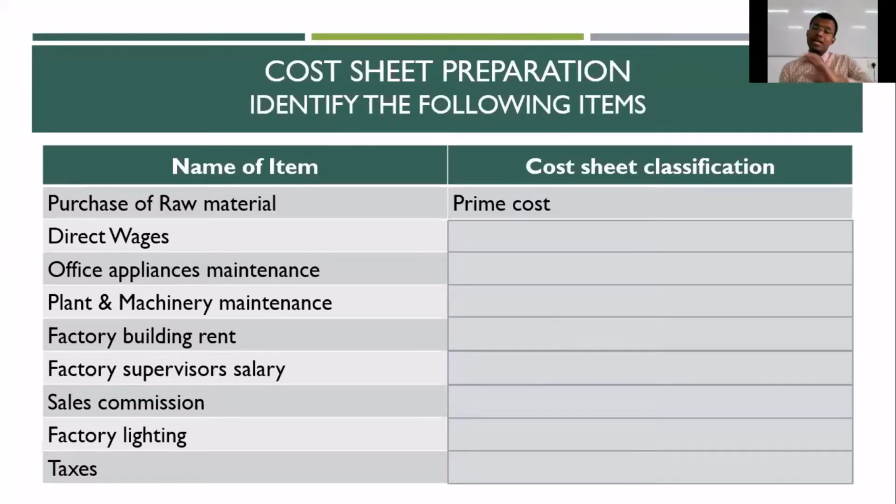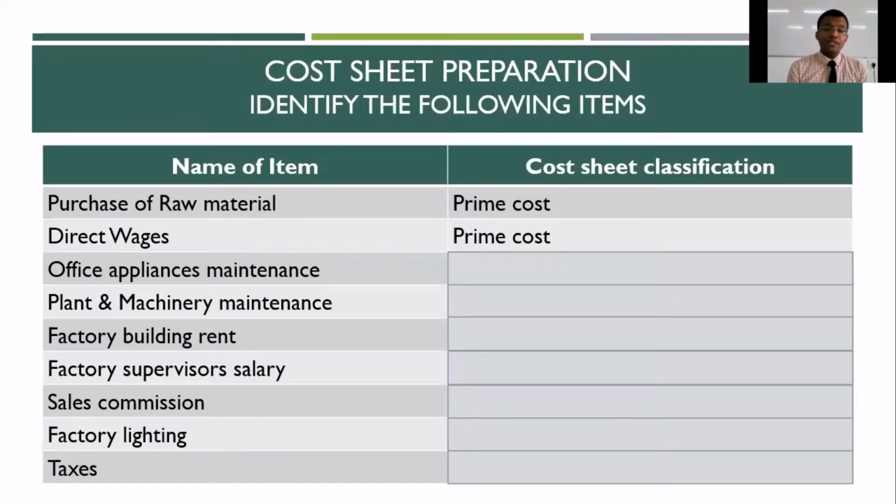Remember, the direct elements of cost, that is direct material, direct labor, direct expense, are a part of your prime cost. Next one, direct wages. Okay, direct wages. This is again a prime cost. So direct wages will be a part of your direct labor. This is a prime cost.